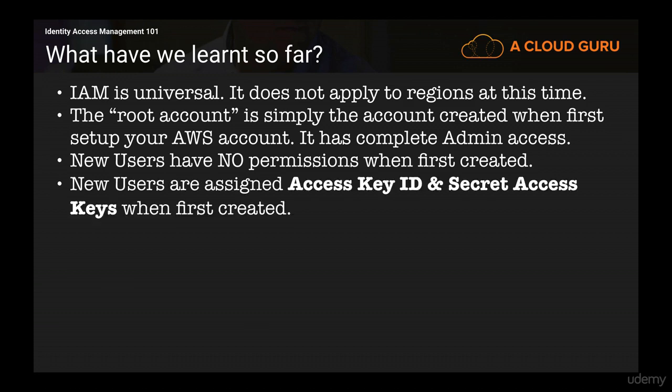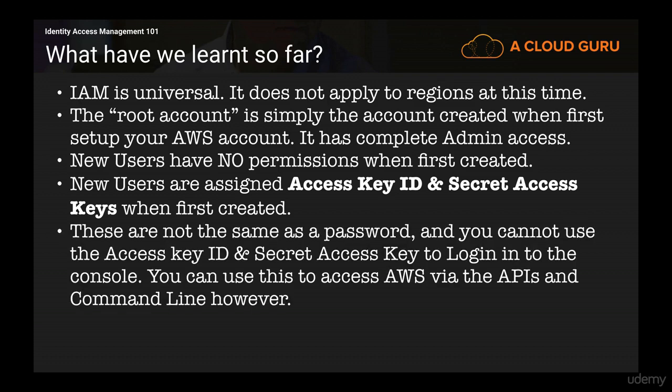We've also learned that new users are assigned an access key ID and a secret access key when first created, and that's what we downloaded in our CSV file. It's really important not to confuse them with passwords. You can't use your access key ID and your secret access key to log into the AWS console. That's why we then went on to create a password for our users. What you can use the access key ID and secret access key for is to communicate with AWS either via the command line, the SDKs, or the APIs, and you pass those credentials to AWS. But you can't use those credentials to log into the console.